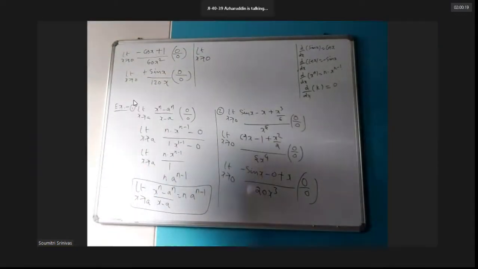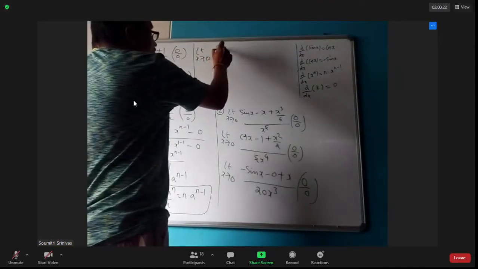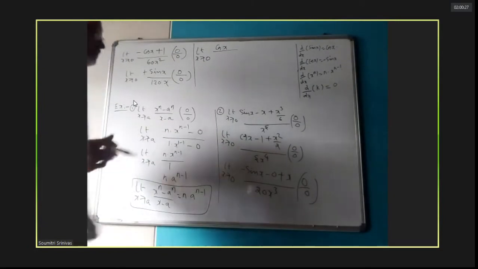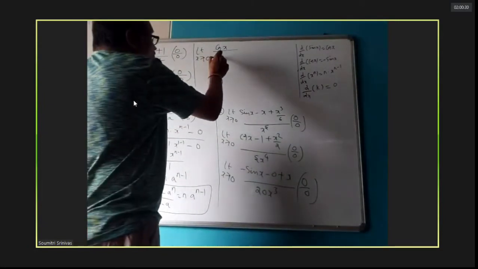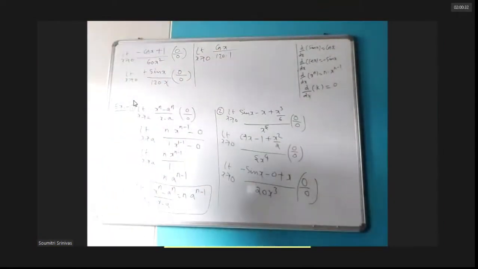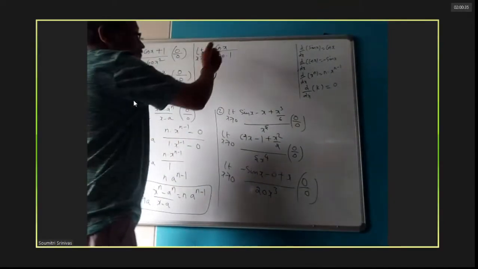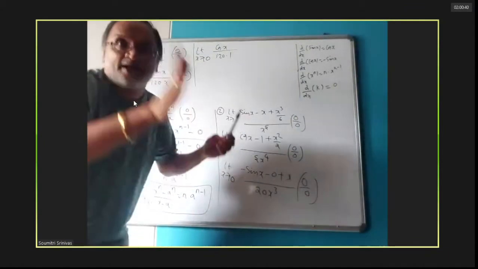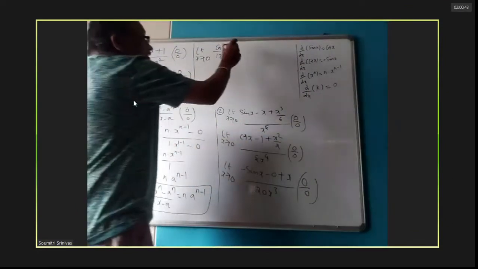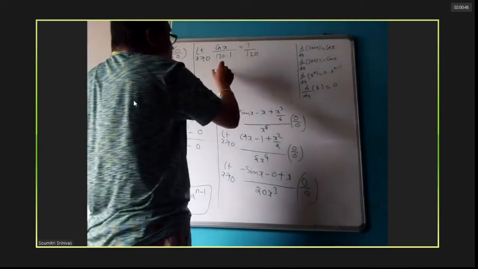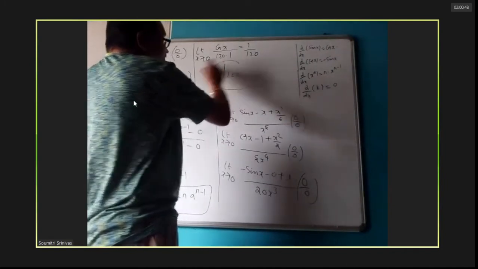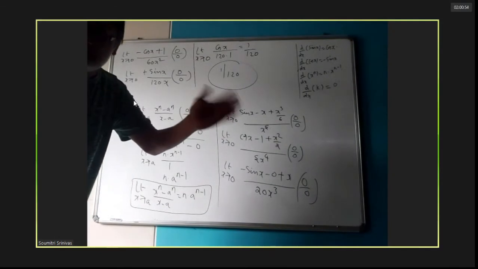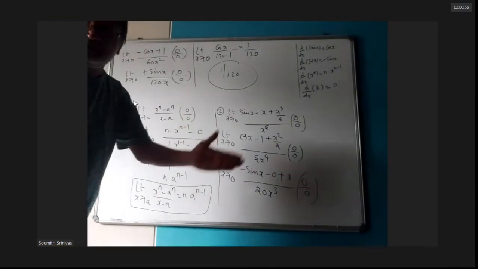LH rule. Sin x derivative is cos x, denominator 120x derivative 120. Cos 0 is 1, so 1 by 120. Now there is no requirement of LH rule. Limit आ गया, limit is 1 by 120. Is this clear? Yes, sir. Chalo, copy this.